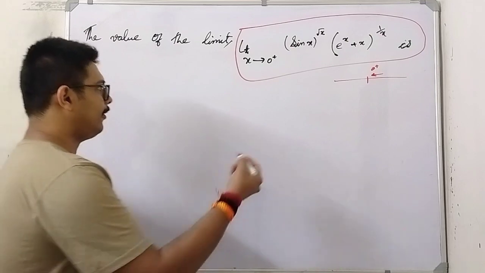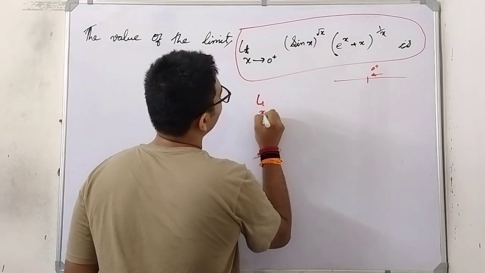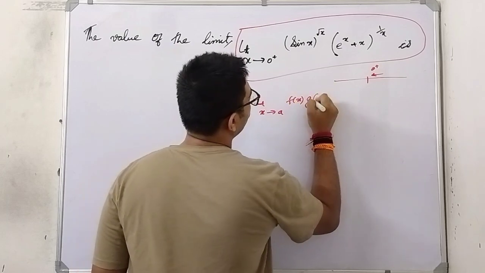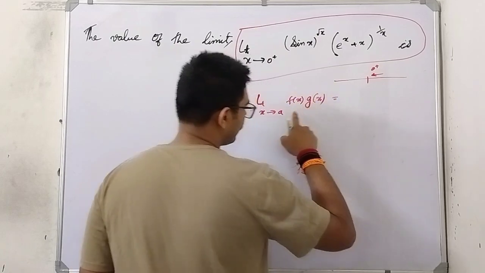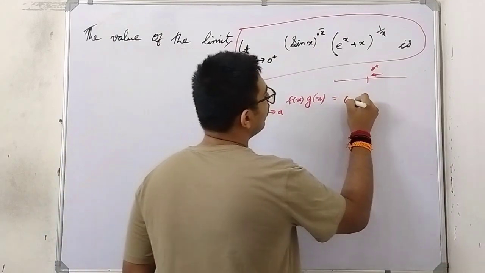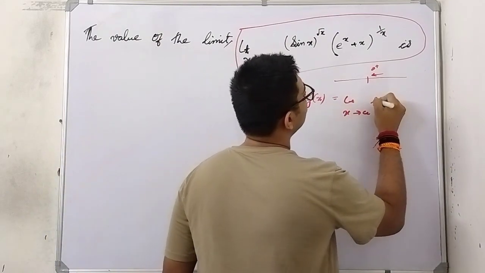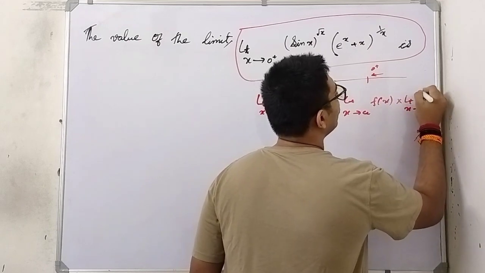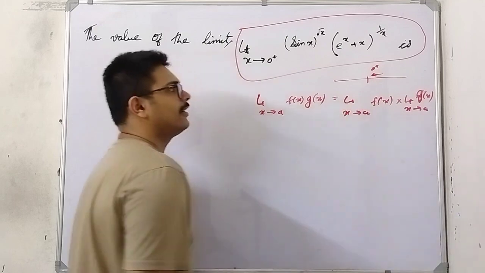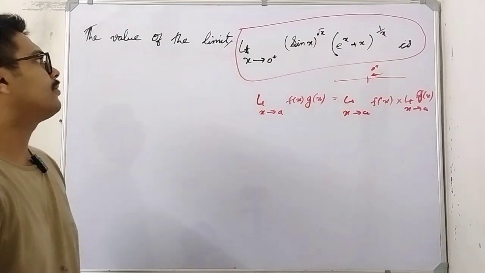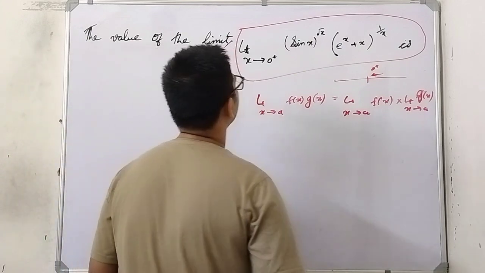If you want to find the limit as x extends to some value of f(x) into g(x), we have a product of two functions. We can take the product and find the value of the limit, or you can do one thing: separately find the values of the limits, then multiply their individual limit values. Limit x extends to a of f(x) into limit x extends to a of g(x).